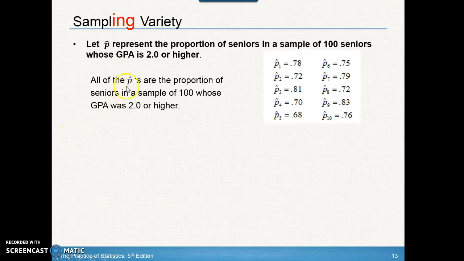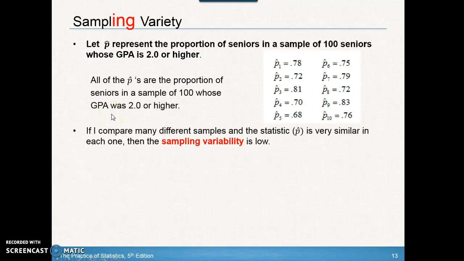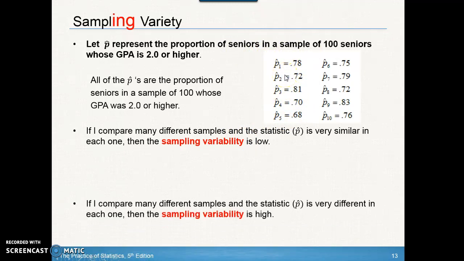Okay, so all of the p hats are the proportion of seniors in a sample of 100 whose GPA was 2.0 or higher. It's like a tongue twister to say. So if I compare many different samples and the statistic p hat is similar, that means the sampling variability is low. So sampling variability means if I take a lot of samples, how do the proportions look? Are they widely different, or are they all about the same? So we have one that's 68, but the rest are sort of in the mid 70s to low 80s. I don't have anything that's like a 50% and then an 80%. So the sampling variability is low here because I don't have a wide range of p hat values.